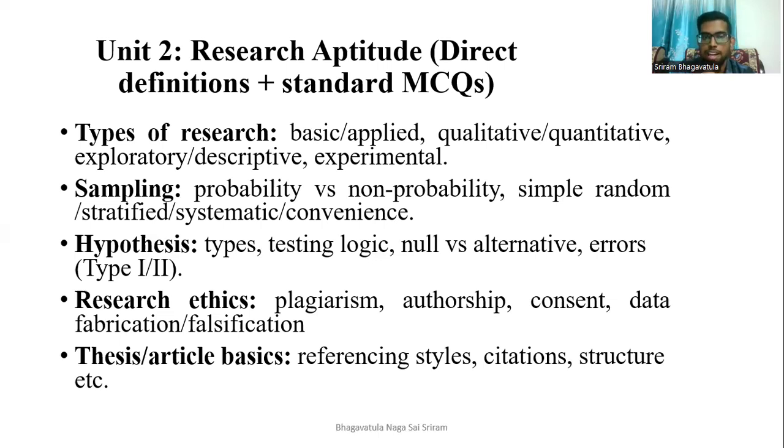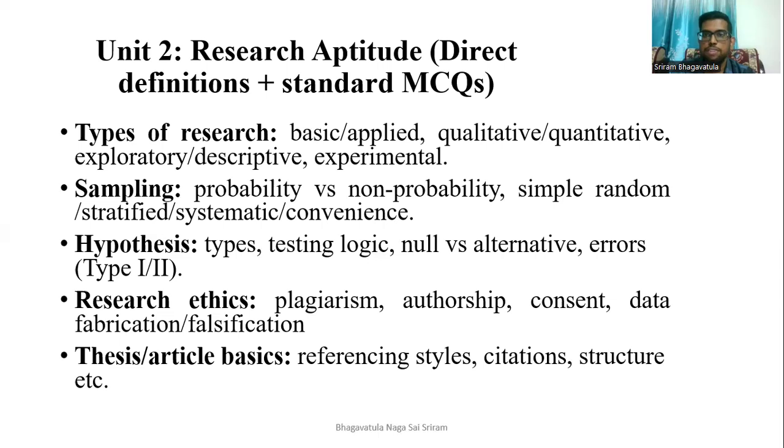Next one is thesis or article basics. So now you have written an article or a research paper, you want to cite certain things, what particular citation you want to use, or what structure you want to follow. The Bluebook citation style will be there, OSCOLA will be there, or APA will be there. What is the different type of thing? Author name will come first or the journal name will come first, whether you need to write on what date you have accessed that particular thing. All of this is very, very crucial with regard to unit 2, that is related to your research aptitude.